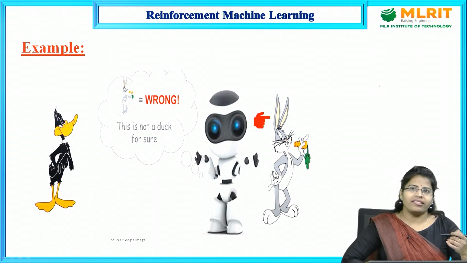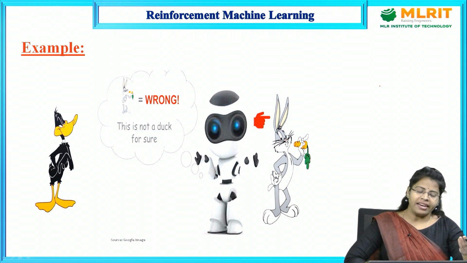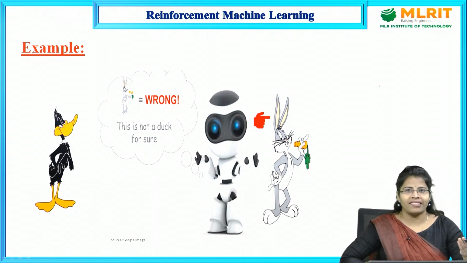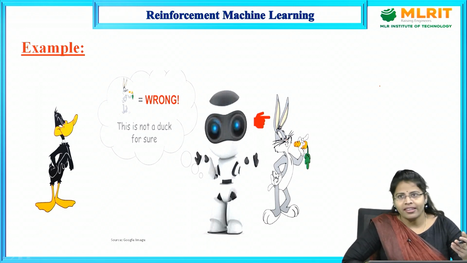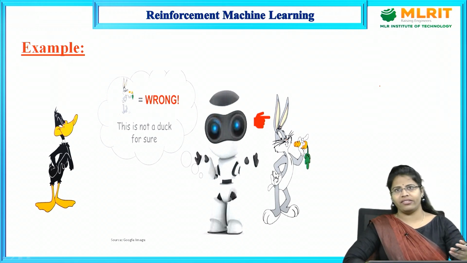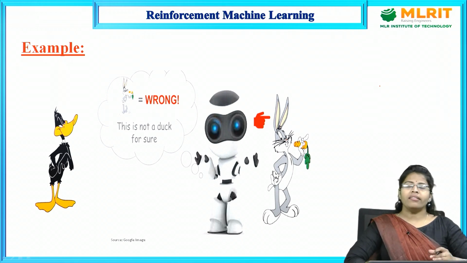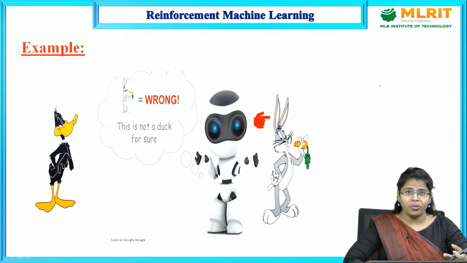So next, the agent is going to recognize that this is not a duck for sure by using some optimal policy. Next, again it is going to get trained by using reinforcement machine learning. Then after, it is going to identify the duck at a later stage. That is how reinforcement machine learning works: rewards for the correct actions, penalty for the wrong answer.